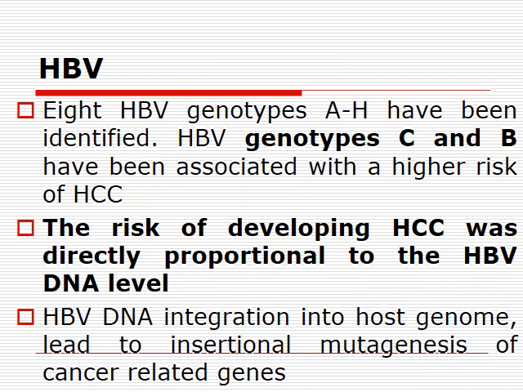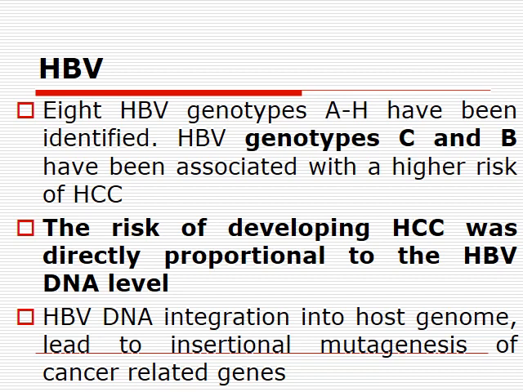8 HPV genotypes are present, designated A to H. HPV genotypes C and B are mainly associated with high risk of hepatocellular carcinoma. The risk of developing HCC is directly proportional to the hepatitis B DNA level. We do quantitative real-time PCR for hepatitis B. We see the higher the DNA level of hepatitis B, the higher the risk of hepatocellular carcinoma.